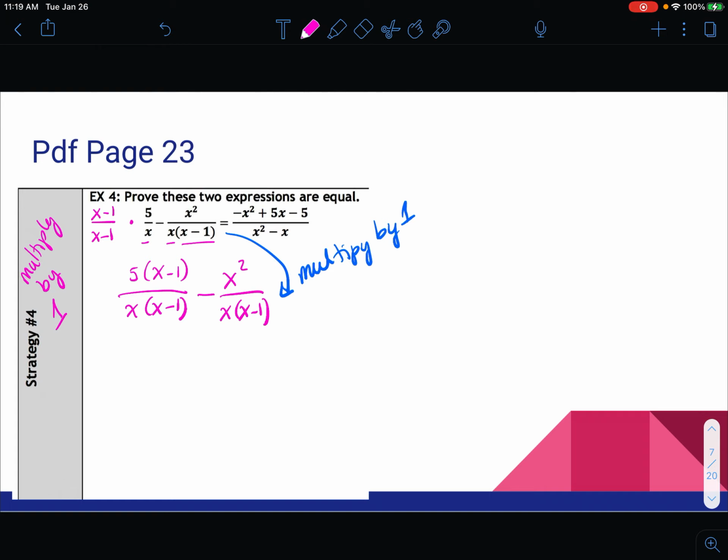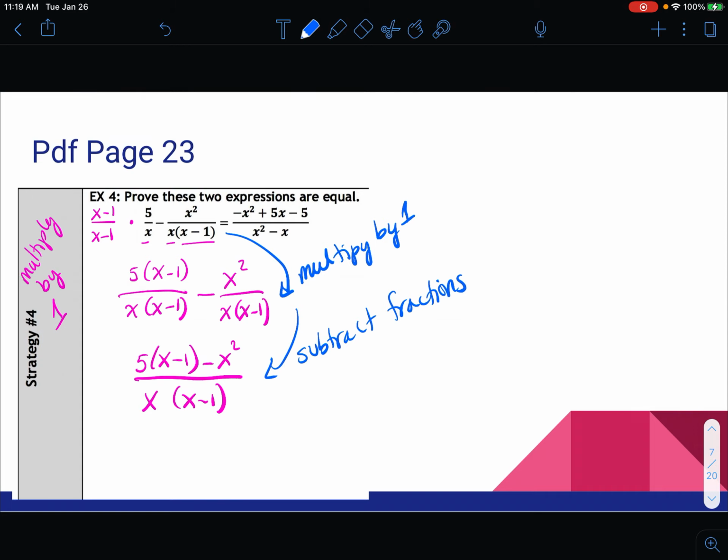Okay, so now, and again, there's no perfect way to do this. I kind of feel like I would like to combine the fractions at this point. So I'm going to say 5 times this minus x squared all over that same denominator. And my reason here is just going to be subtract fractions. We just subtracted, that's all.